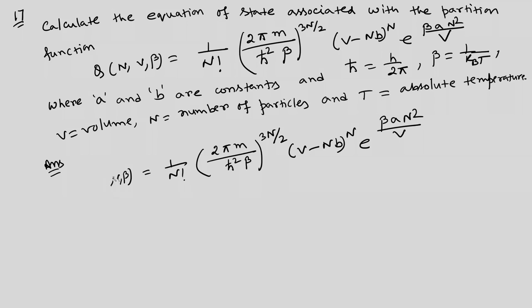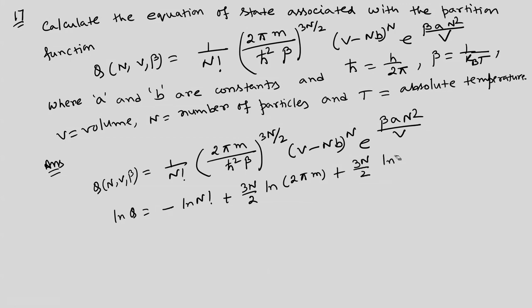So, Q is given here. We now need to calculate the logarithm of Q. So, ln Q is minus ln N factorial, plus 3N by 2 ln of 2 pi m, minus 3N by 2 ln h cross squared, minus 3N by 2 ln beta, plus N ln (V minus N b), and then plus beta a N squared by V.